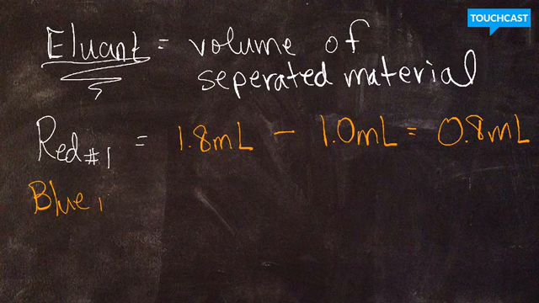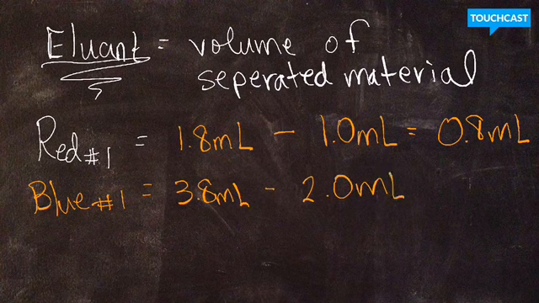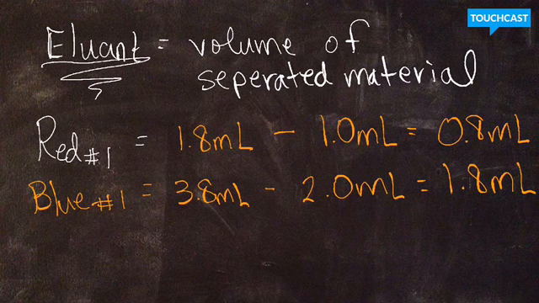Let's look at blue on trial number 1. It looks like blue came out second. You can tell, right? The bandwidth on the first trial started at 2 milliliters and ended at 3.8 milliliters. So I'm going to take the 3.8 milliliters and subtract the 2.0 milliliters. That would be a 1.8 milliliter bandwidth. So it looks like blue has a larger bandwidth than red. You see how that's working?